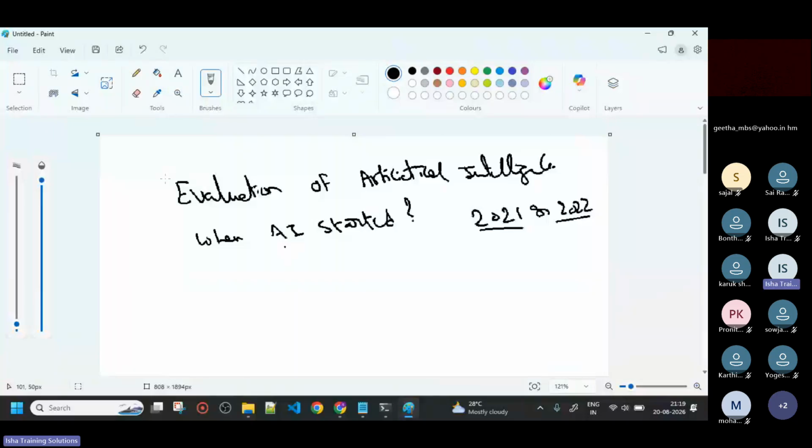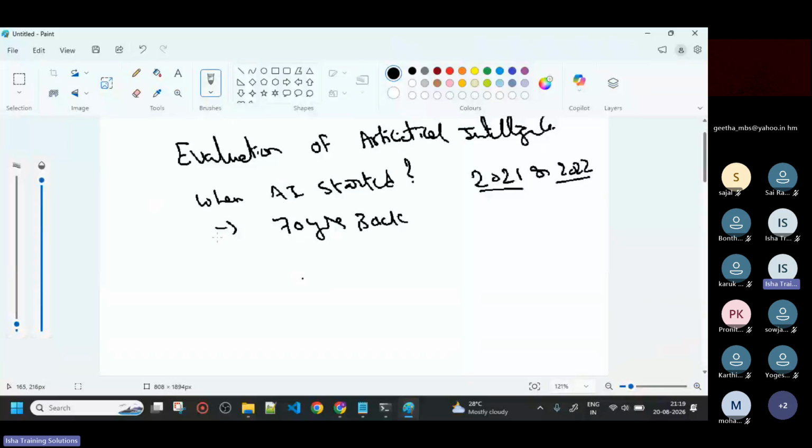Okay, let me answer this. So AI started 70 years back itself. Okay, not in 2020 or something else. It started 70 years back. We are in the AI evolution from 70 years back.